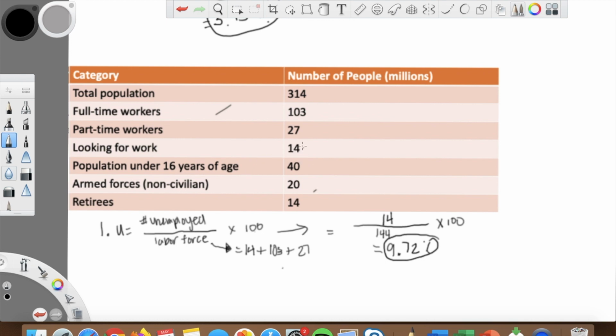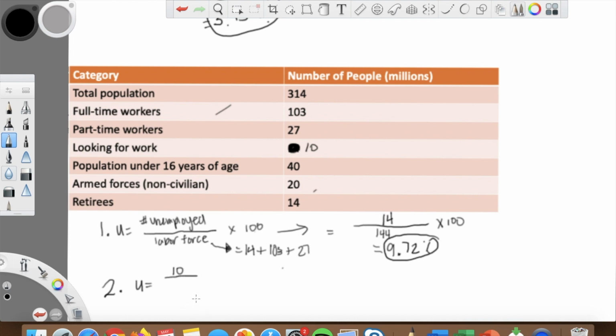So what that means is of this 14 million people, 4 million of them are just going to stop looking for work. So there's only 10 million left who are still looking for work. Now we have to calculate the new unemployment rate. So my new unemployment rate is going to be 10 million up top.